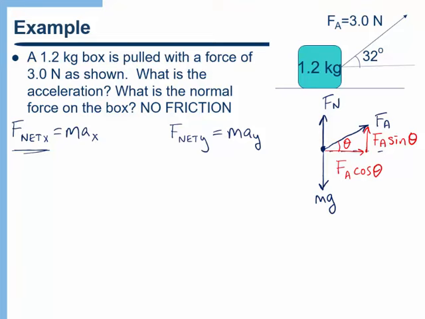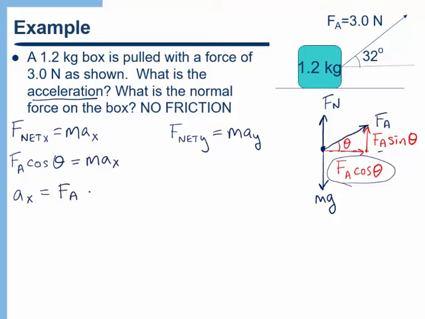Notice that the only force acting in the x direction is the component of Fa. Since it's to the right, we'll put in positive Fa cosine theta. So that is equal to max. One of the things we're trying to find is the acceleration. You'll notice I can now solve that for the acceleration. Ax is Fa cosine theta divided by m. Remember, we always want to solve algebraically, fully, before we plug in the numbers.